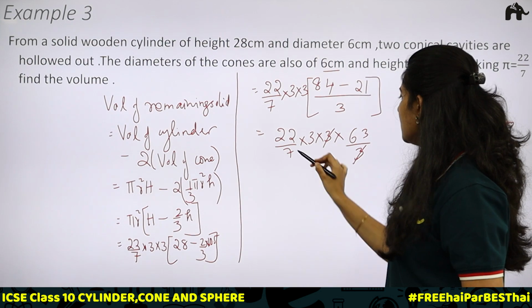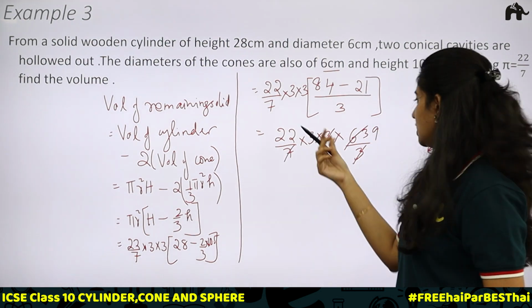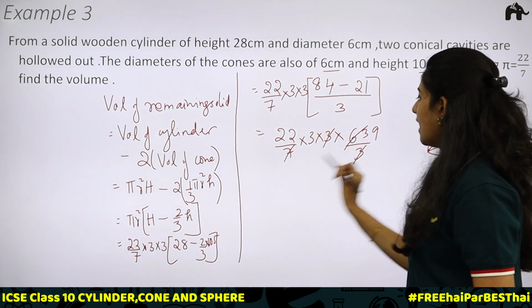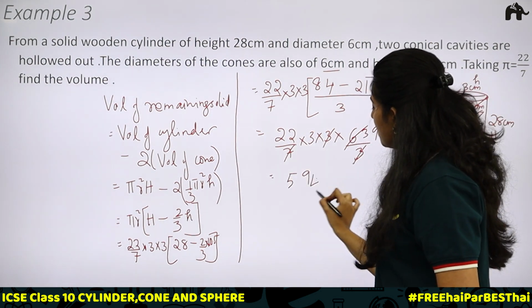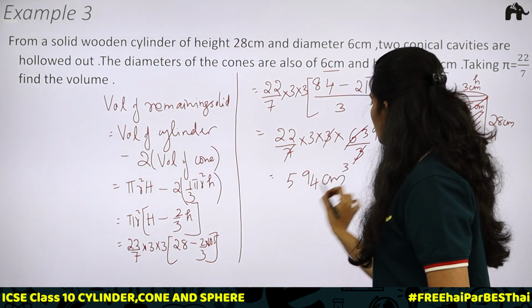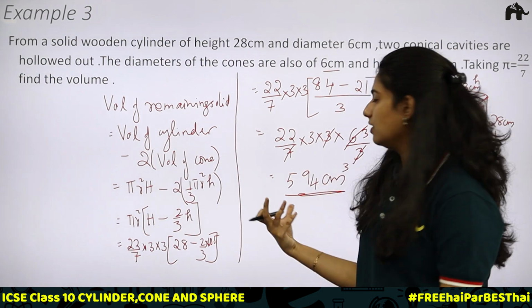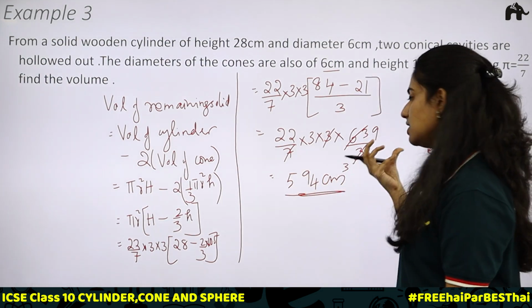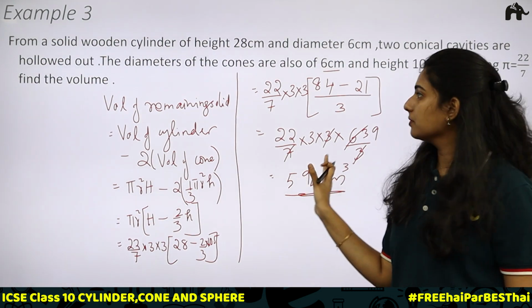3 gets cancelled. 7 into 63, you get 9 here. When you do the calculation, that is 22 into 3 into 9, the final answer will be equal to 594 centimeter cube. So this is the volume of the remaining solid. Volume of the remaining solid is equal to 594 centimeter cube. Never forget to put the units. Unit is very important. Clear?